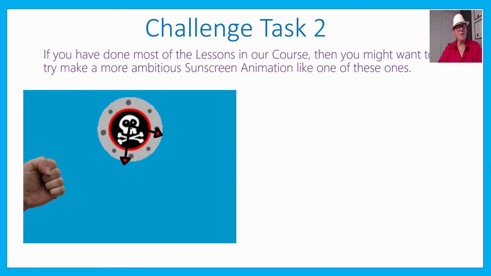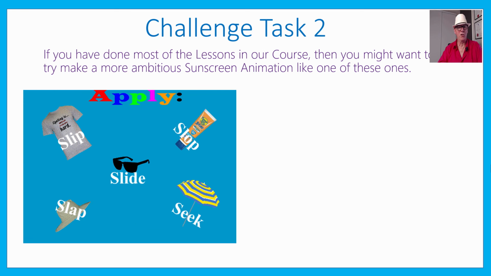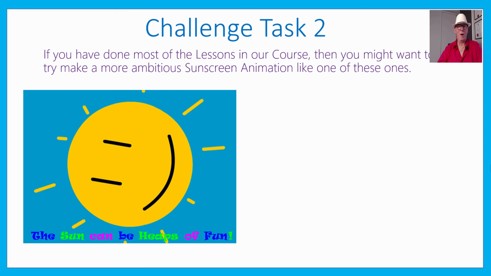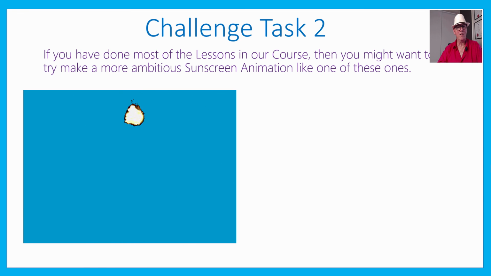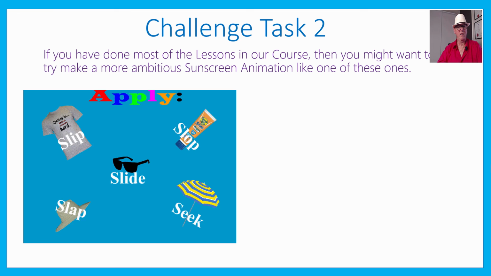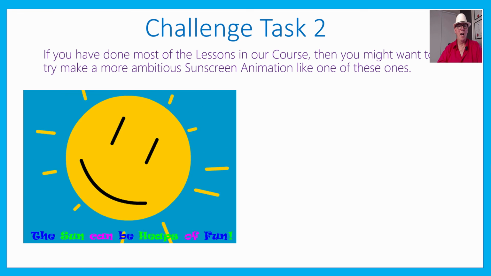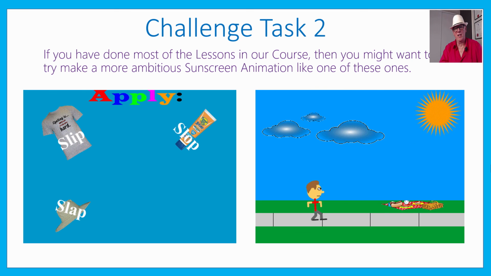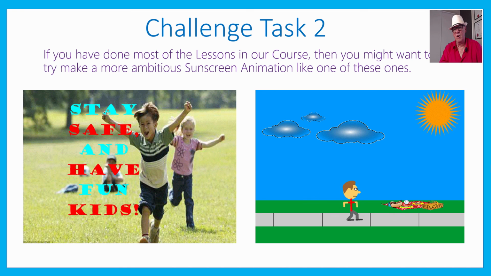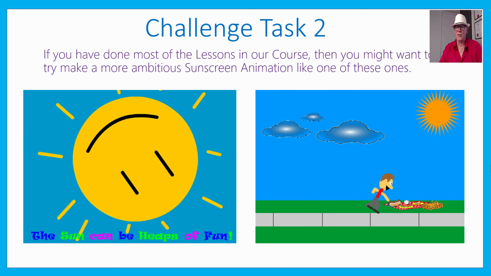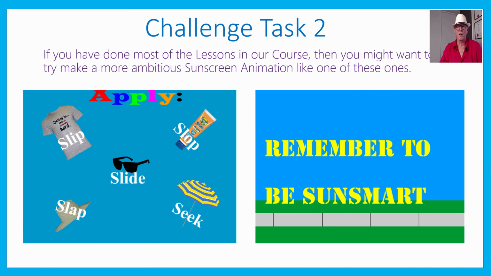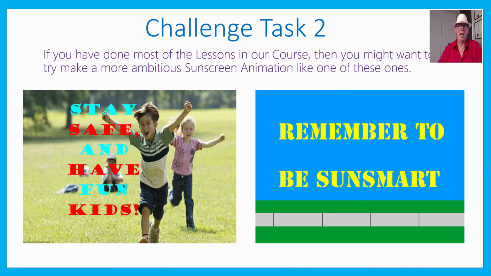Challenge task 2, if you've done some more of our lessons about circular motion and other things, which we do have on the YouTube channel, you might be able to try a more ambitious sunscreen animation that adds a few more things in. But basically it's the old 1, 2, 3 message. Things about staying safe in the sun. I like this one with the picnic. The guy's just kind of bumping along. Then he sees a hot dog and he eats it, but he was in the sun too long and he's got burnt, and that's no good. So remember to wear your sunscreen and be SunSmart.